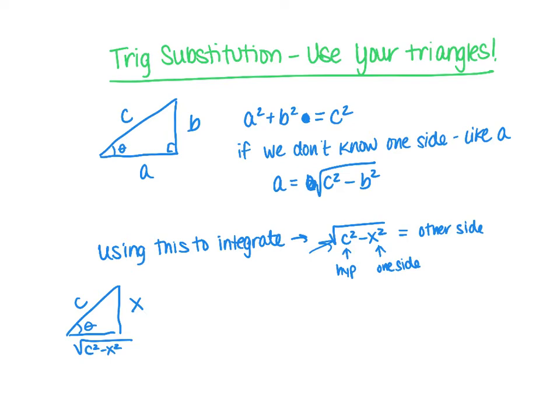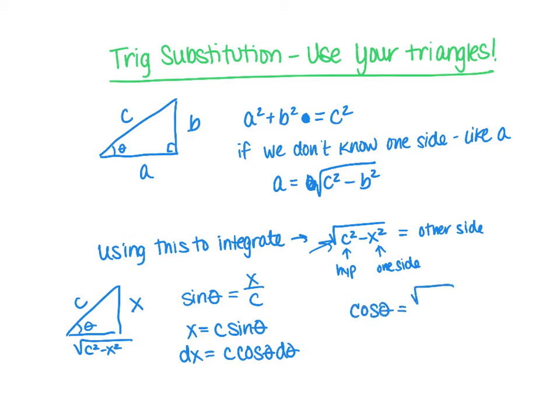First thing I want to know is I'm always going to need to know how to write dx. So I start off by writing an expression for x. I could say that the sine of theta is x over c. So x can be written as c sine theta, dx can be written as c cosine theta d theta. There you go, there's our substitution for that. If we look for the radical, we notice that we can use the cosine of theta. And so, rearranging this, we can write the radical as c times the cosine of theta.